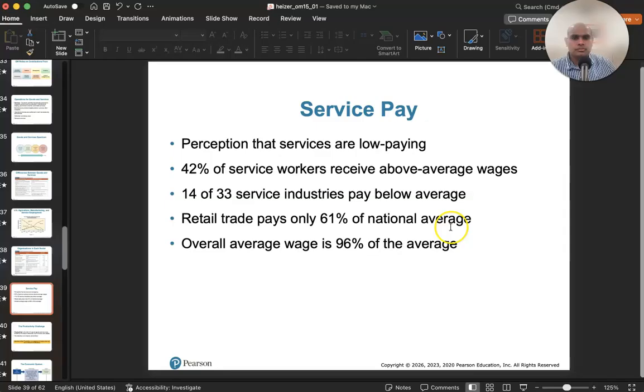Retail trade only pays 61% of national average. Overall average wage is 96% of the average, right? Okay, so I'm going to end it here. So this is the difference between goods and services, the difference between the manufacturing and the service sector, and this is what forms the basics or the foundation of operations management. So when you talk about operations management and everything else that we talk about during the semester, we'll always be talking about how does it apply in the service context versus how does it apply in the manufacturing context, because there's usually a big difference between the two.